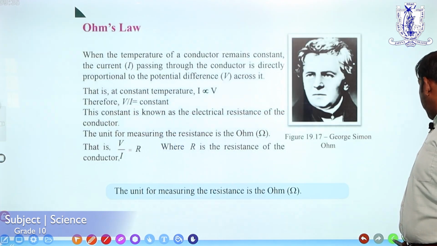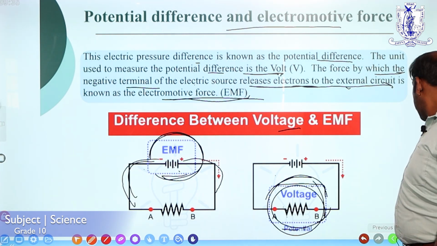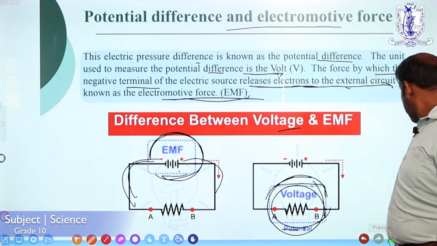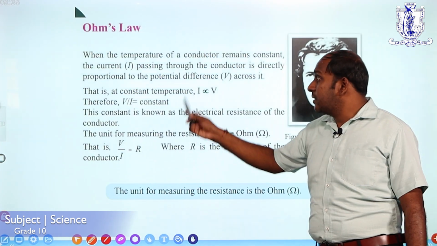Now, what is the difference between the voltage and electromotive force? There is little difference between the electromotive force and voltage. This is a clear understanding. This is the grade 10 syllabus.